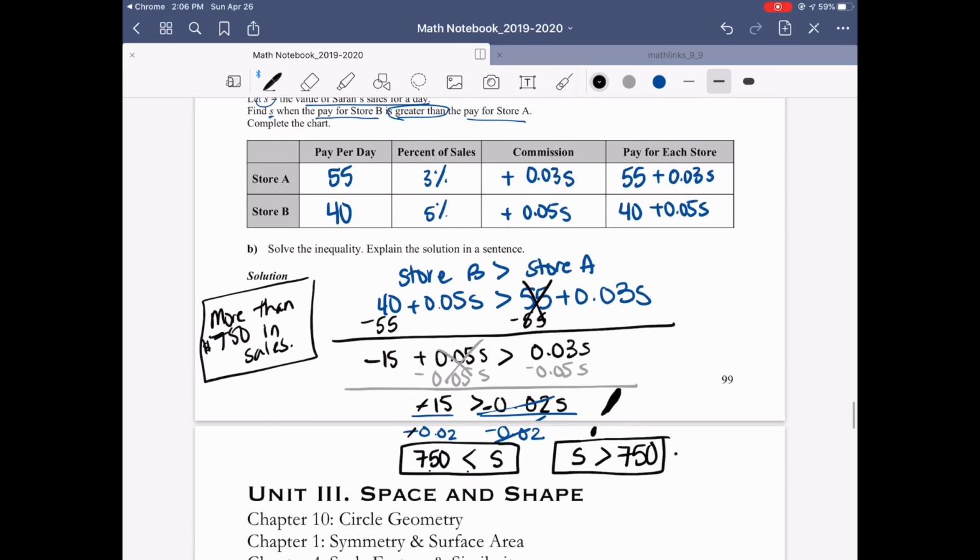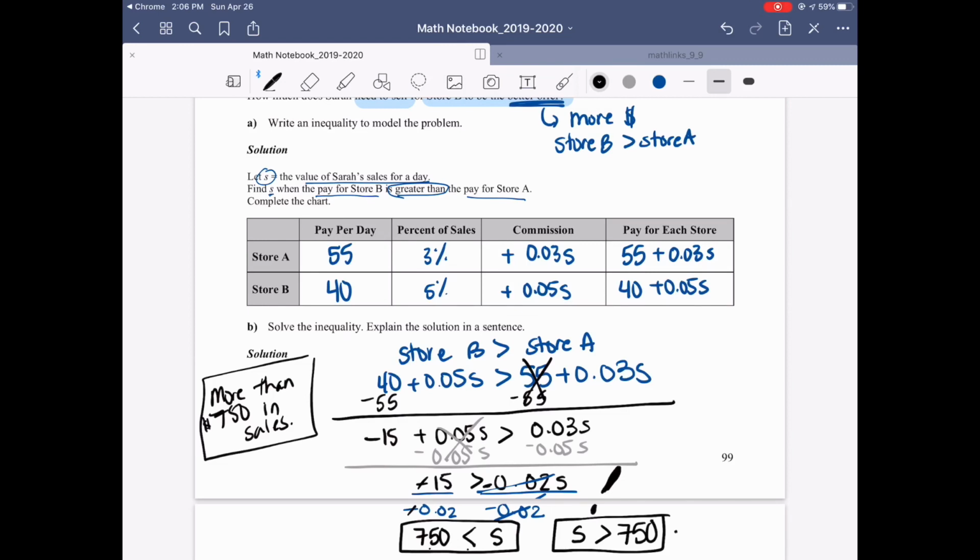All right, guys, and that's it for chapter 9. That's also it for unit 2. So we are done the unit, we are done the chapter, and we are going to be moving into our next unit next week, inshallah.